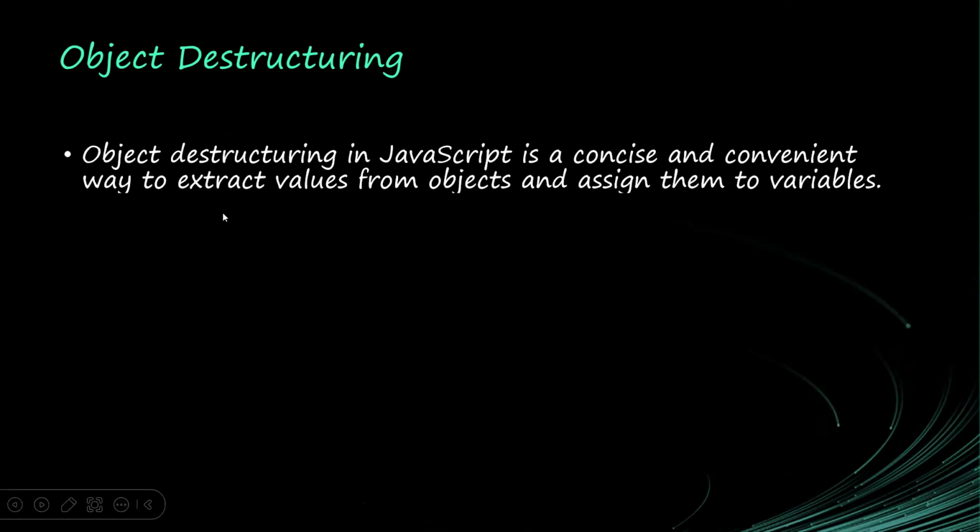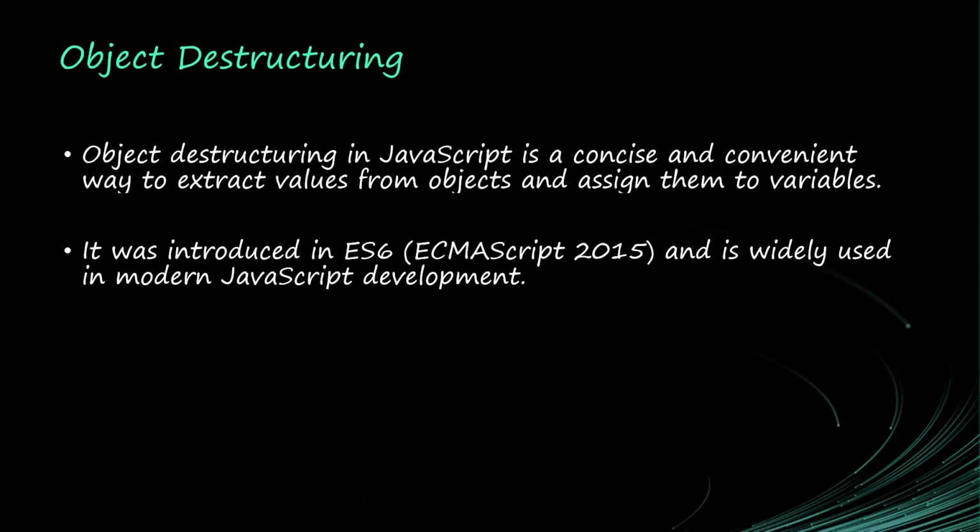Object destructuring in JavaScript is a concise and convenient way to extract values from objects and assign them to variables. Your object will contain key-value pairs. So if you want to extract the values of that object, you can actually do object destructuring. Very simple and concise. It was introduced in ES6, and it is widely used in modern JavaScript development. Basically, if you start writing React applications, you'll be using object destructuring so much. I use it a lot.